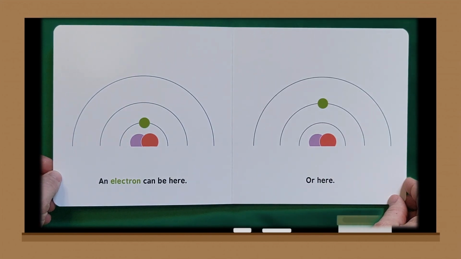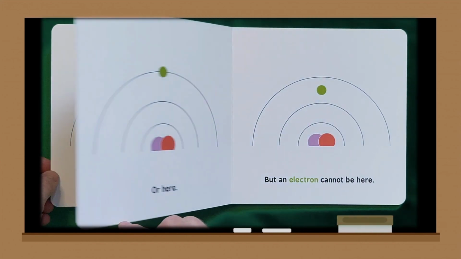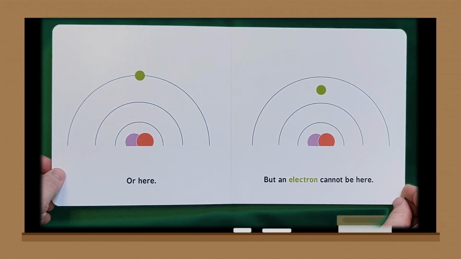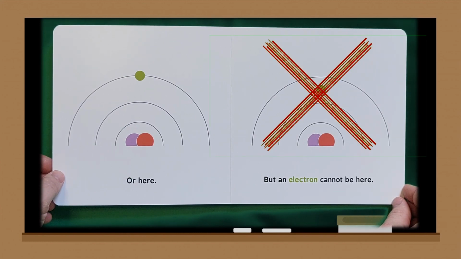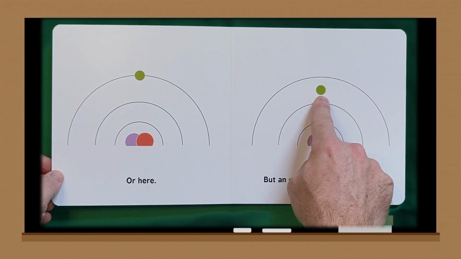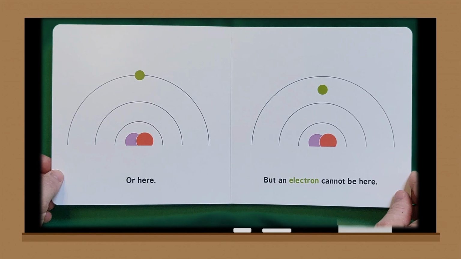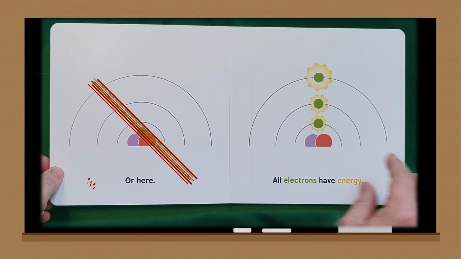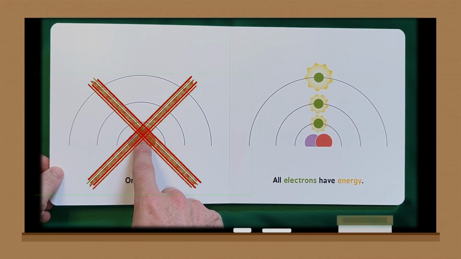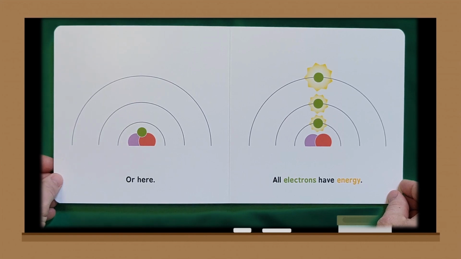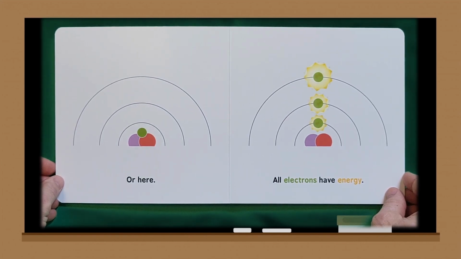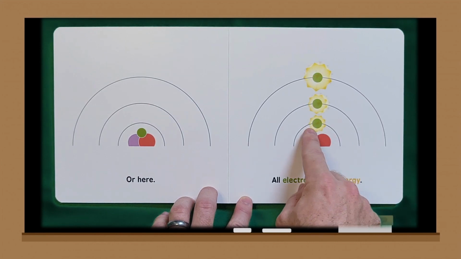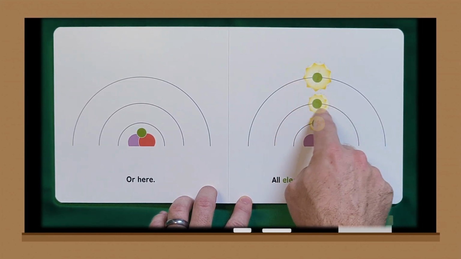An electron can be here or here or here. But an electron cannot be here. See how the electron cannot be here. Or here. The electron cannot be here. All electrons have energy. See all the energy around the electrons?